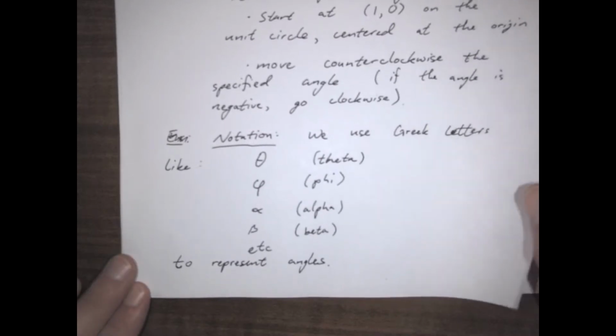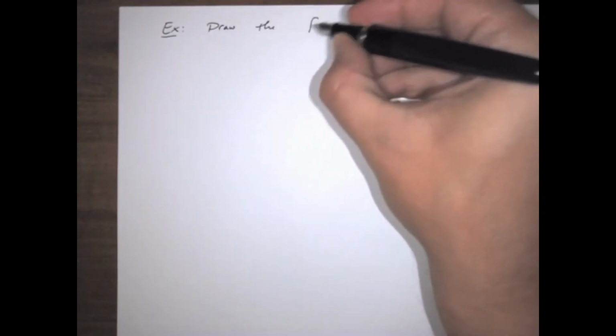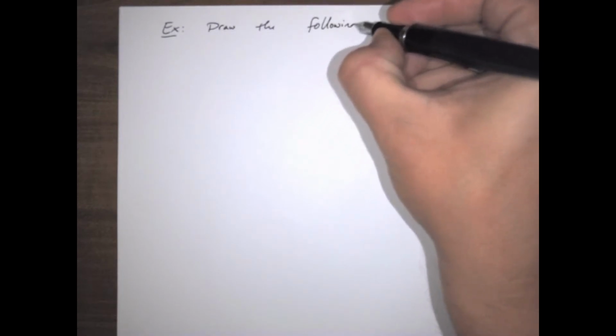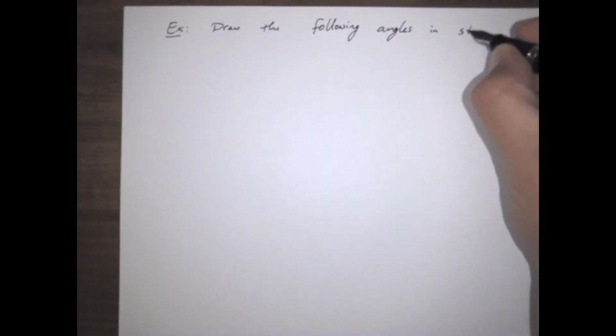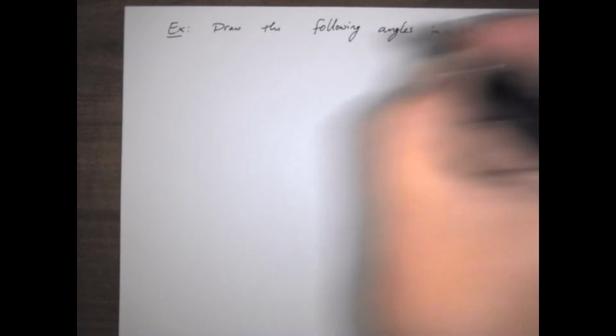But these are the Greek letters that we will use. Let's now take some examples of angles in standard position. Alright, so the easiest way to do this will be to just list a few angles, draw ourselves a big circle, and then label the corresponding points wherever we find them. Alright, example. Draw the following angles in standard position.